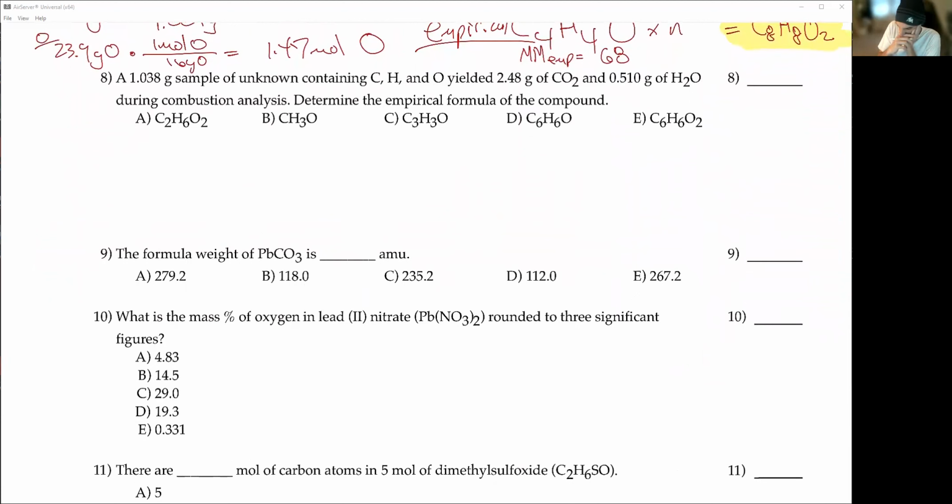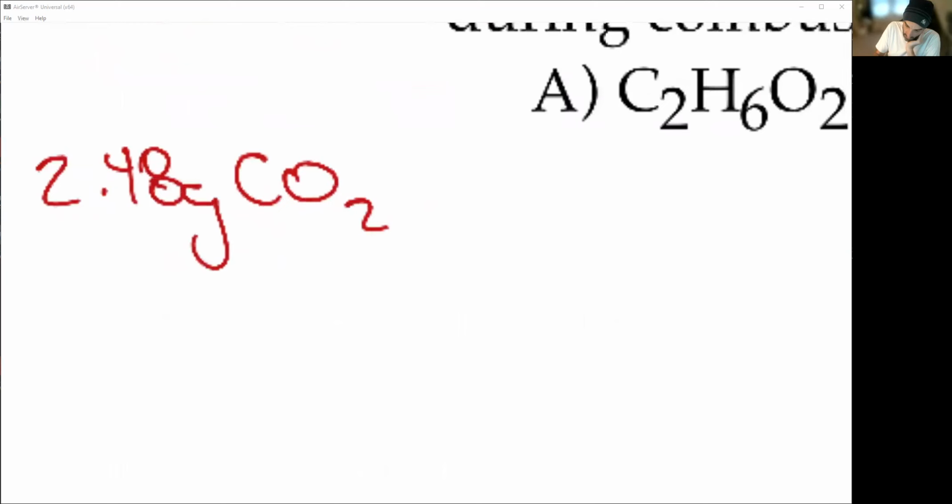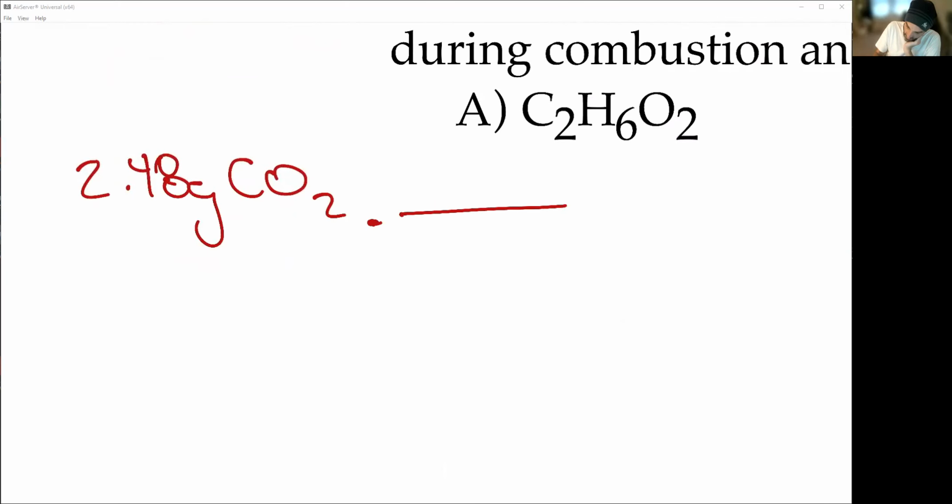All right, so let's take a look at this combustion analysis. So we know it contains carbon, hydrogen, and oxygen. Remember, the carbon comes from CO2, the hydrogen comes from water, and the oxygen is the stuff left over. So if I have 2.48 grams of CO2, I have to extract the carbon from that. So what I'm going to do is multiply this by the molar masses of the two things. So 44.11, that's the number.